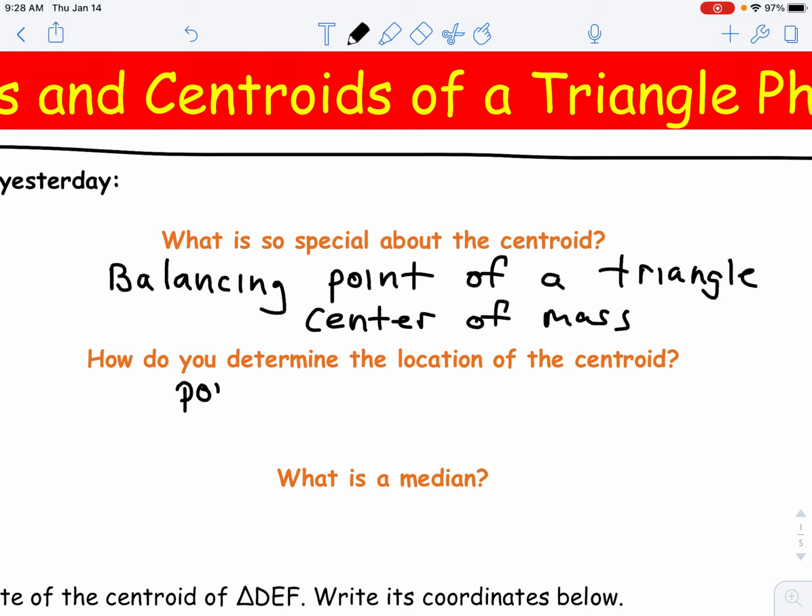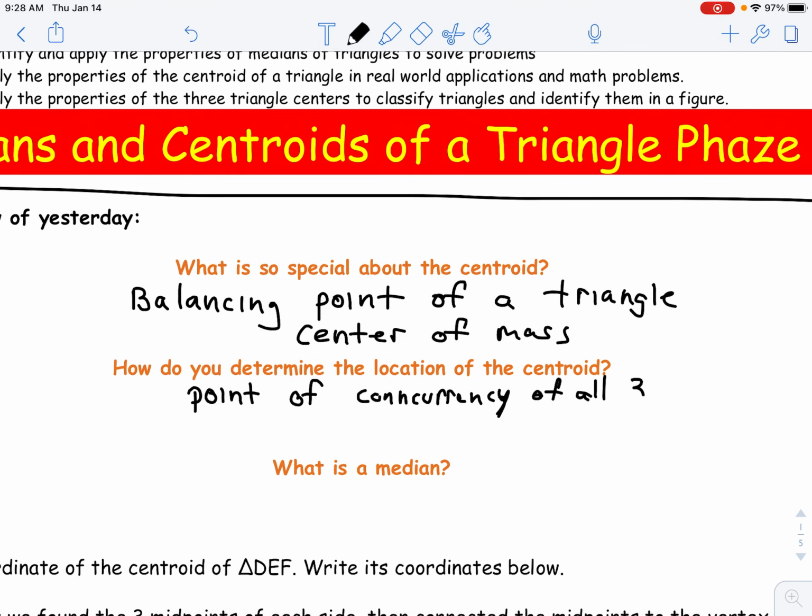It's the point of concurrency of all three medians. All right, point of concurrency, I probably spelled this word wrong, but that was nothing new, me spelling something wrong. Point of concurrency is the intersection of the three lines. All right, there's different points of concurrency. This specific one is the intersection of the three medians.